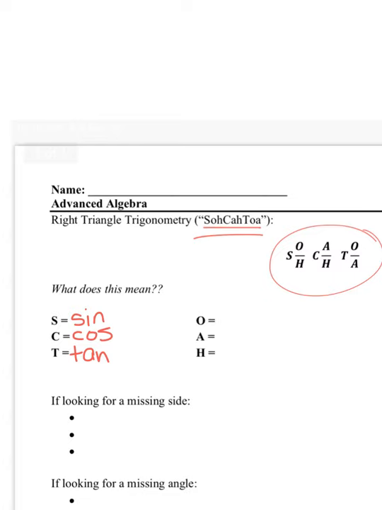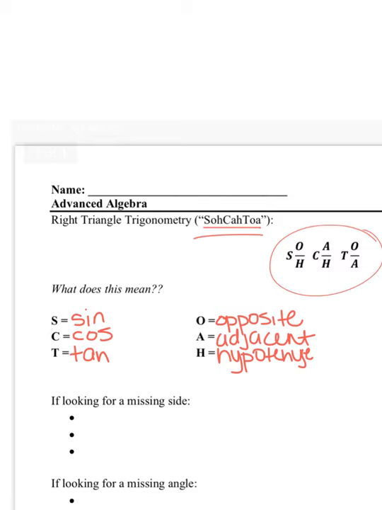O is the opposite side. A is the adjacent side. And H is the hypotenuse. The hypotenuse is the longest side of the triangle. It is across from, or opposite, the right angle.